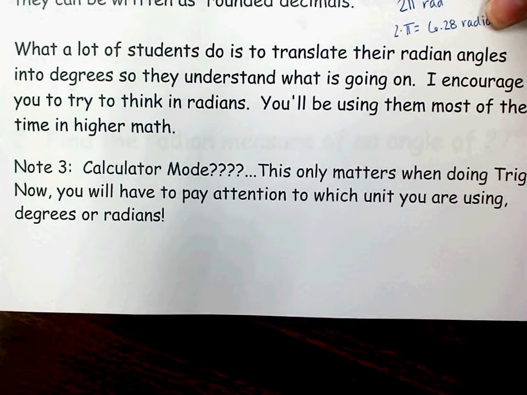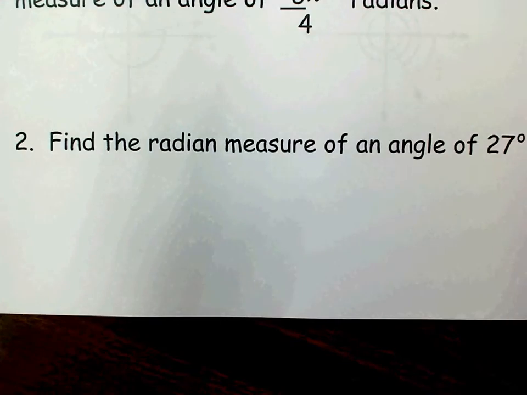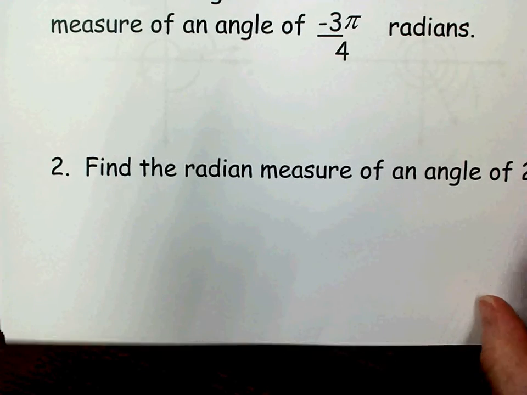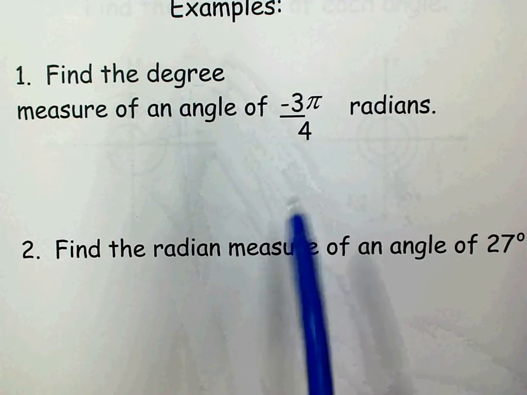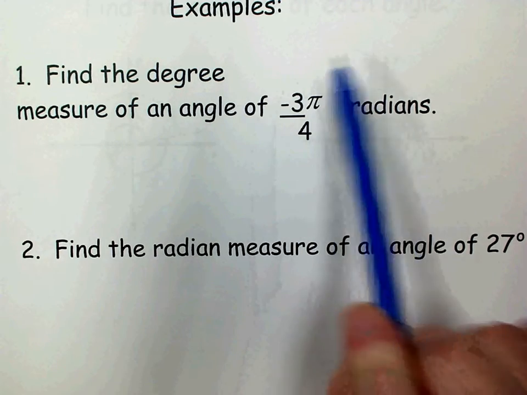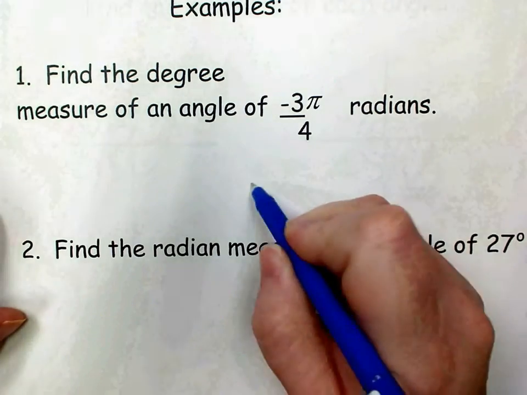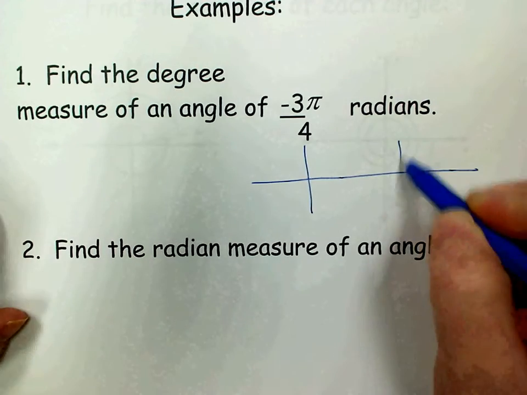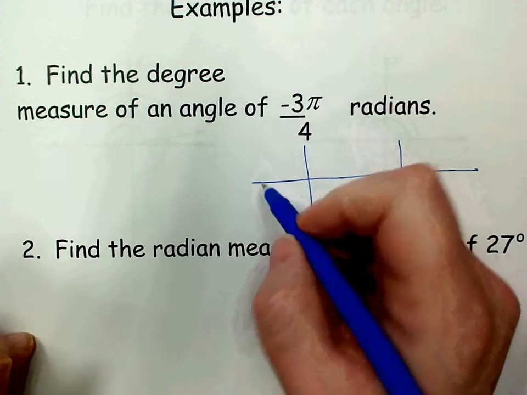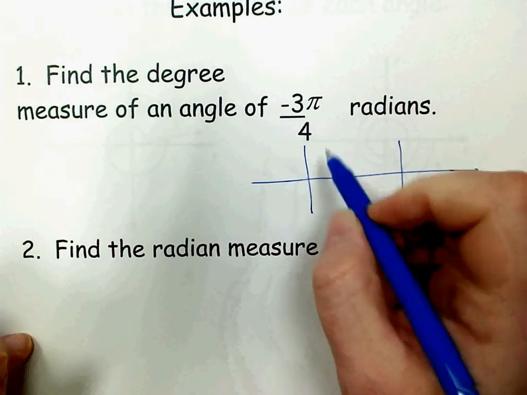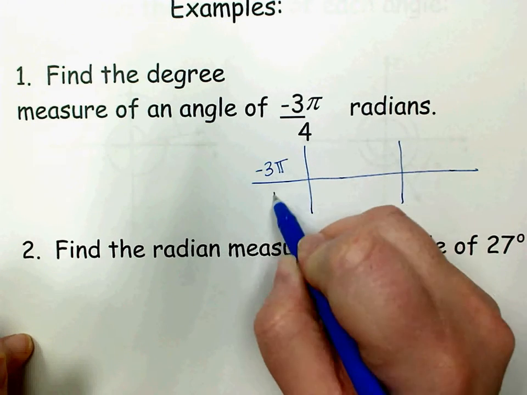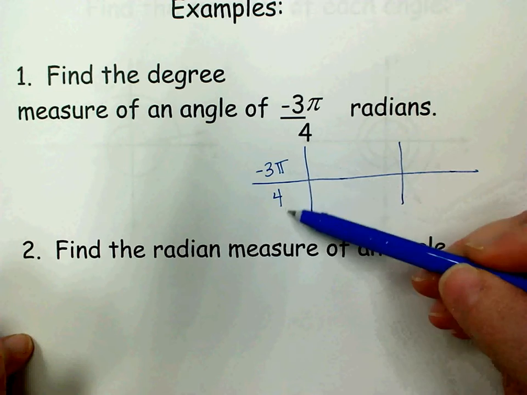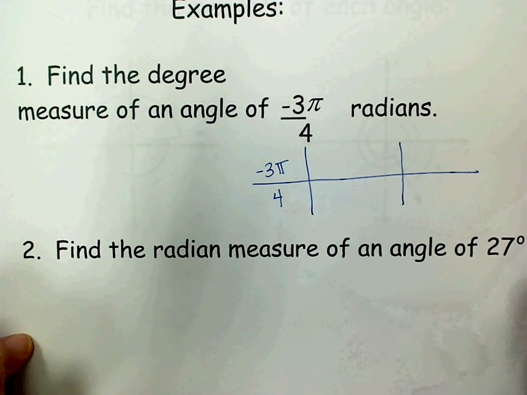Okay, so let's look at some examples. Our first example says to find the degree measure, and we're given the radian measure. So you're going to set up your T-chart for your dimensional analysis, and you're going to put what you're starting with in the first block. Since it's a fraction, you can put -3 pi over 4 in the numerator and the denominator. If you put it all up here, it's fine too. It's not a problem.